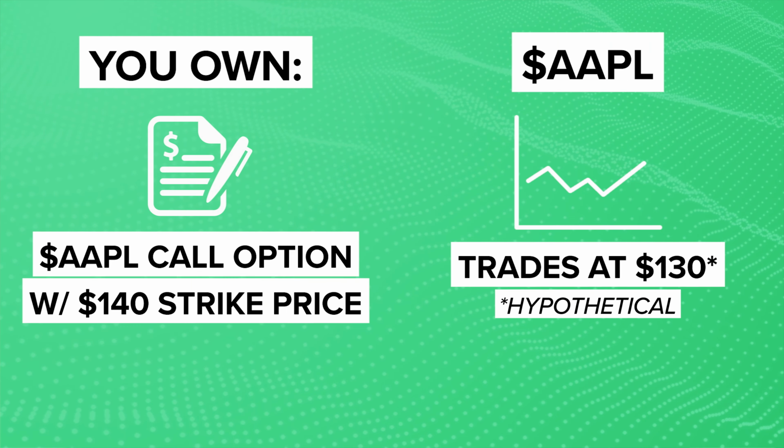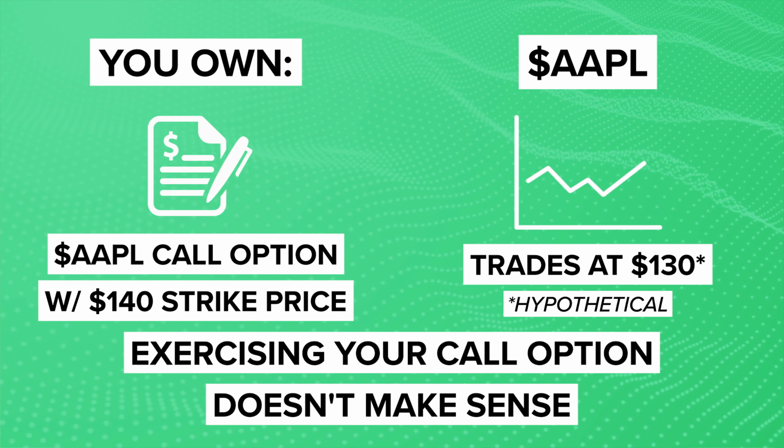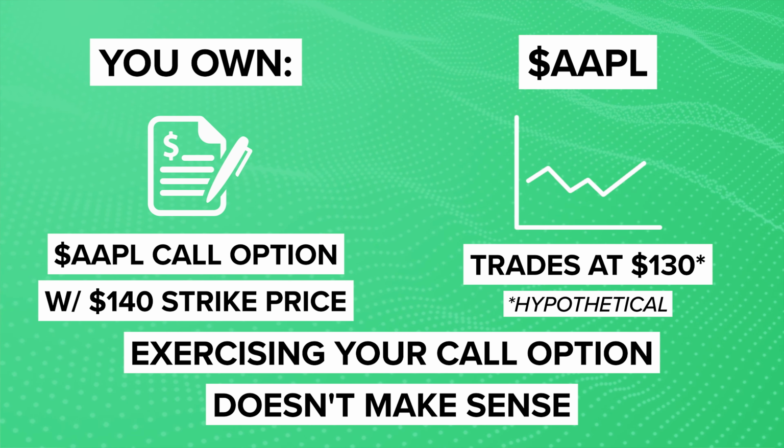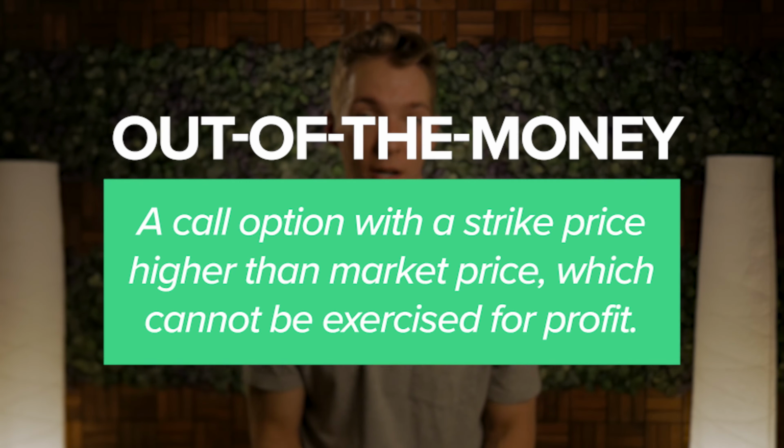On the other hand, if your call option had a $140 strike price, you probably wouldn't want to exercise it because you would be paying $140 per share when the stock is trading for less. Whenever the strike price is higher than the current trading price of the stock, it's known as an out-of-the-money call option. Out-of-the-money call options can be a little riskier because you need the stock to move higher to earn a profit or make it worth exercising.